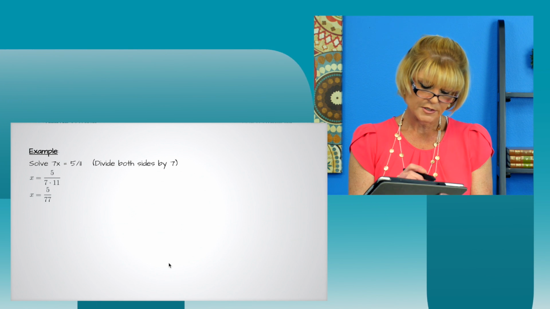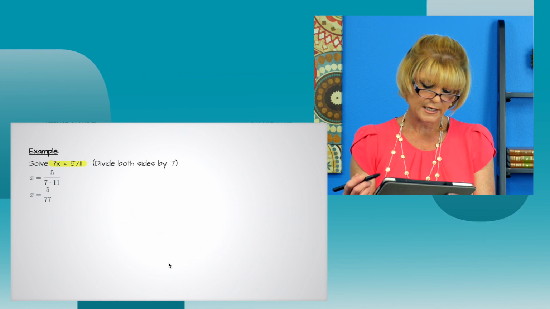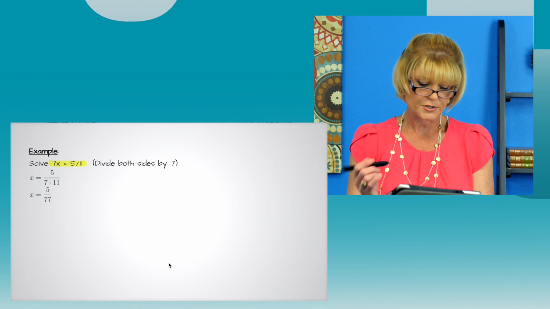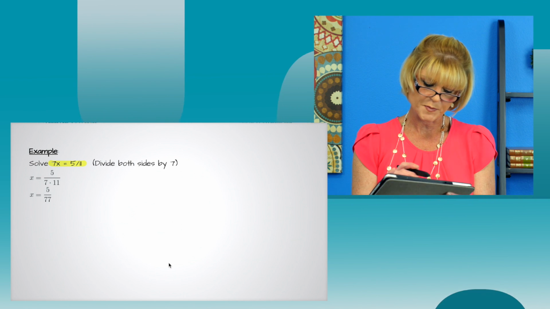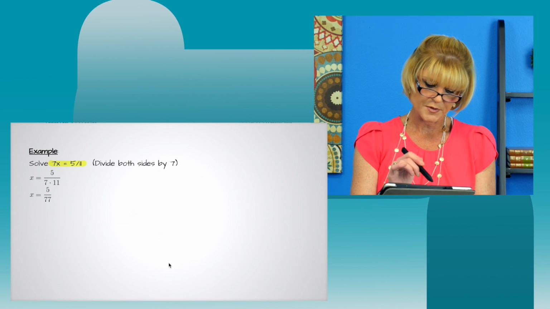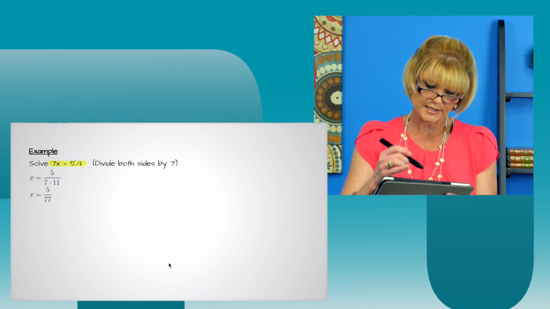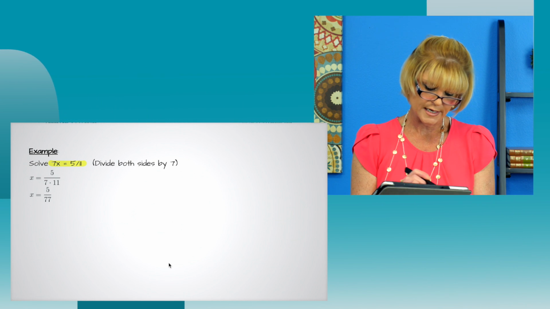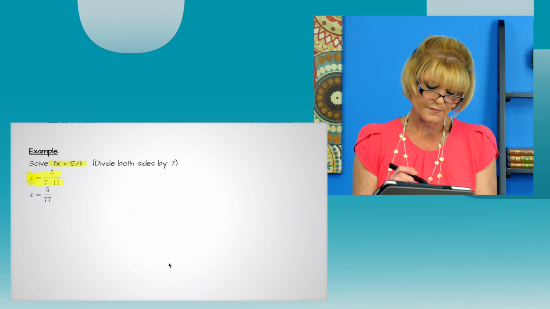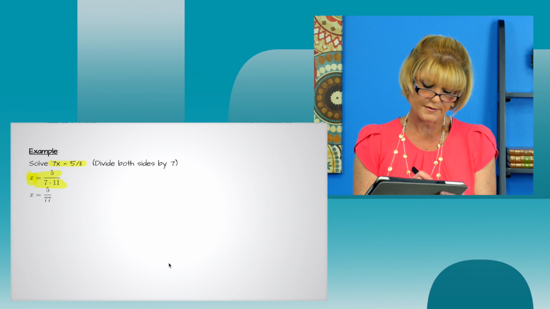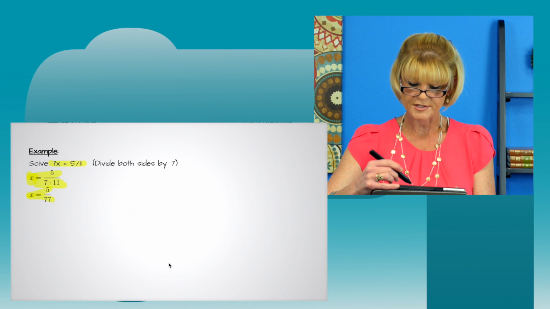Another example, solve 7x equals 5 over 11. All you do here is you multiply both sides by 7. I even skipped the step here that would cancel out the 7's, and we get that x isolated. And now x equals 5 over 7 times 11, which is 5/77.